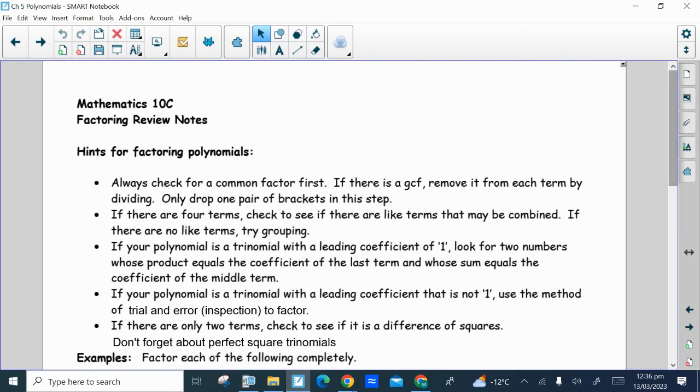So remember that you guys are writing a quiz today on factoring, but we are going to start by reviewing factoring. So pay attention to what we're doing. It's going to help you on your quiz that you guys are writing today.